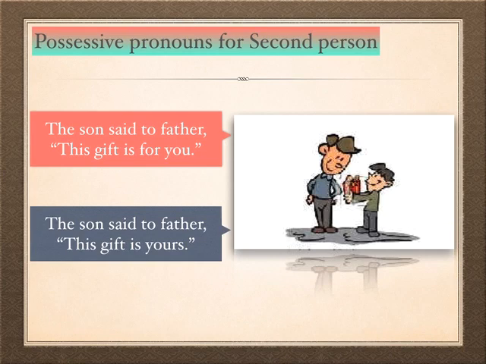So let's read the sentence again. The son said to father, "This gift is yours." So here the possessive pronoun yours is used to show the possession for the second person. And the second person over here is the father to whom the son is talking. Let's move on to the next possessive pronoun.